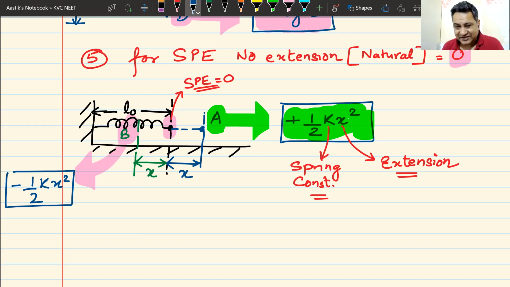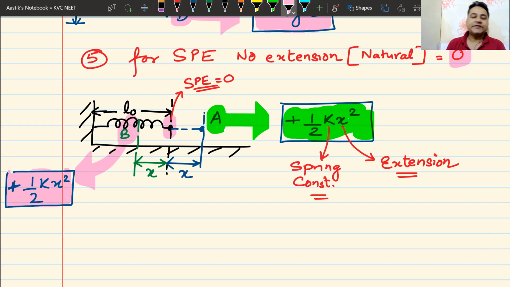But, and it's a very important but, it is not minus half kx square. It is always positive. So this is the thing that you must remember about the spring potential energy. Whether it is extension or compression, it is always positive. It does not change signs. Remember this. It never changes sign.